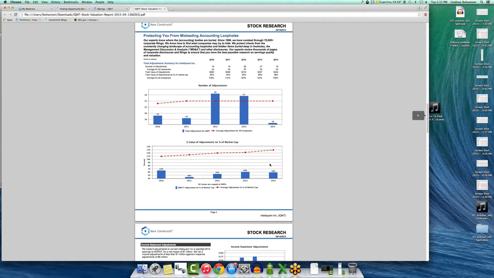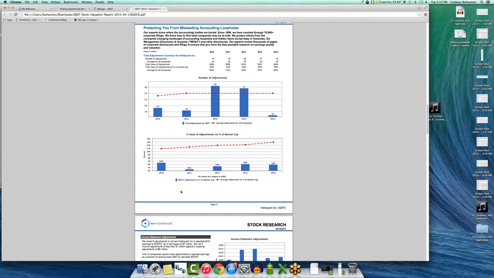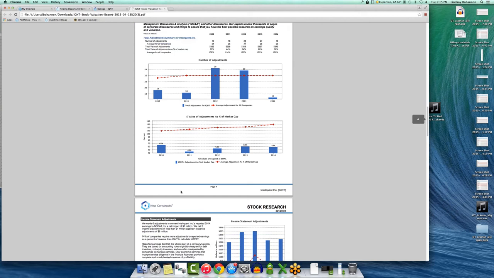And then going further into the report, I'm just going to gloss over this due to time constraints. But we can also see the number of adjustments that we've made over time to this company. So per year, 2012, 2013, and 2014, all of these years required double-digit numbers of adjustments to this company. And that's to the income statement, to the balance sheet, and to our discounted cash flow model. And we can also see the value of the adjustments as a percentage of the market cap. So almost 60% of the worth of this company's value in adjustments we made in 2014.